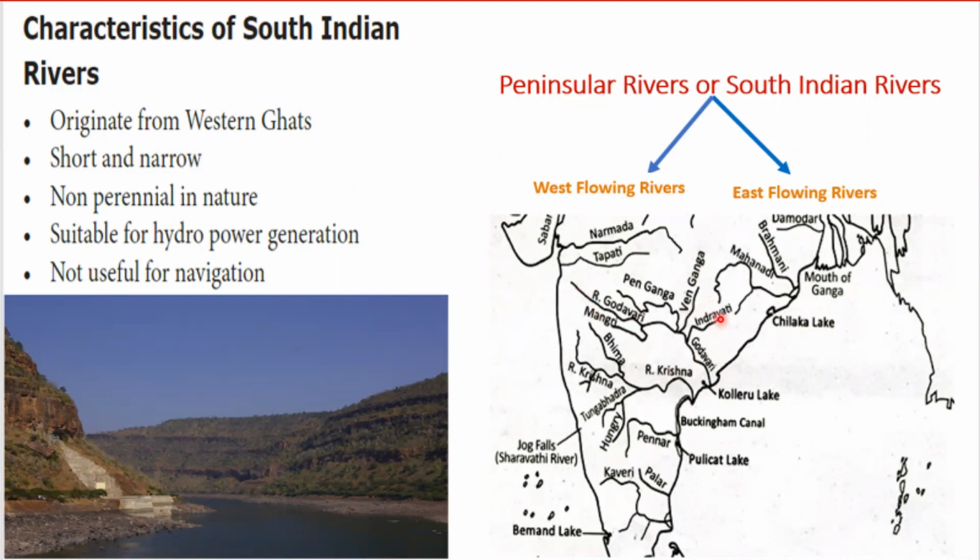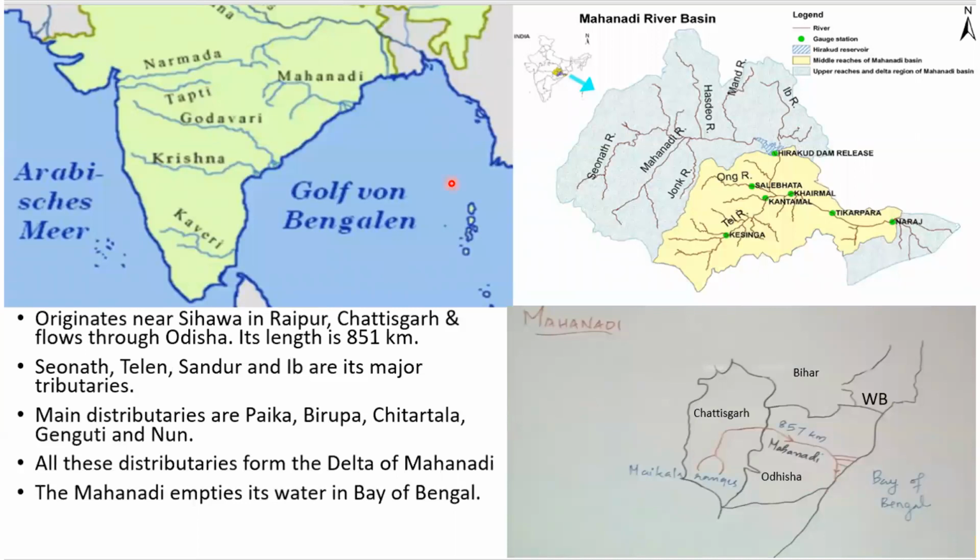And most of the rivers that originate in the Western Ghats drain into the Bay of Bengal. The reason is the plateau gently slopes towards the east. That's why these rivers flow into the Bay of Bengal. Now let us see the first very important river of peninsular India, Mahanadi.